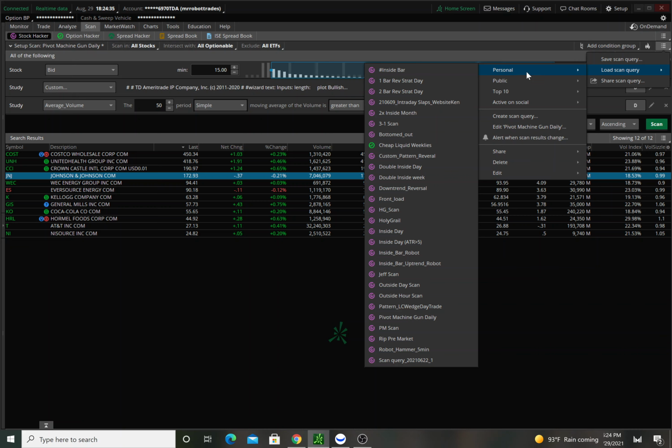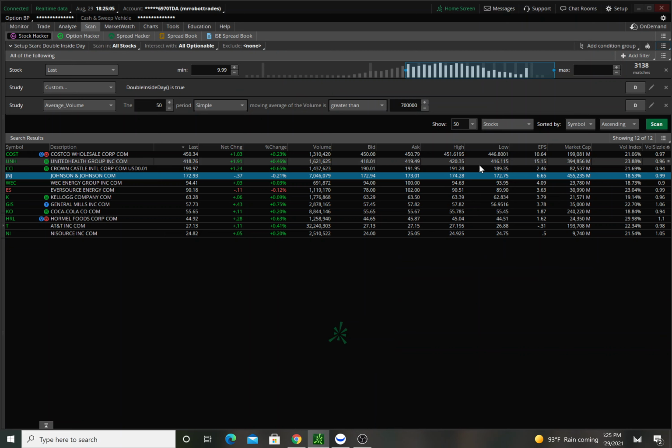Just starting out, the different ones that I have posted that I use: the double inside day, the double inside week, if it's a weekly setup. The Holy Grail, there's two. One of these I just have preset for weekly and one for daily. This inside day ATR greater than 5, we'll talk about that. This inside bar uptrend that me and Jeff worked on together for a long time, and the pivot machine gun. So I will go through all of these briefly and we'll talk about them.